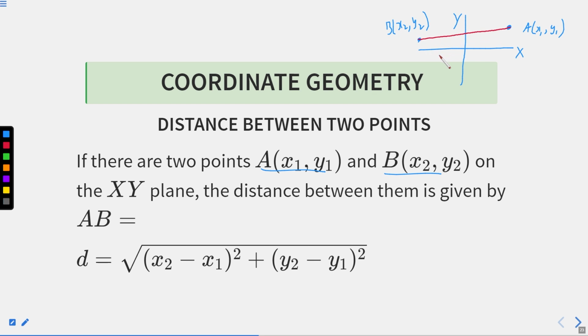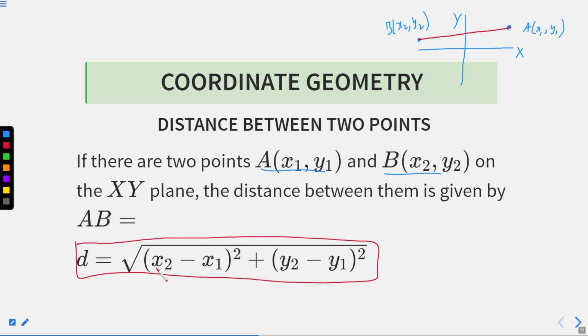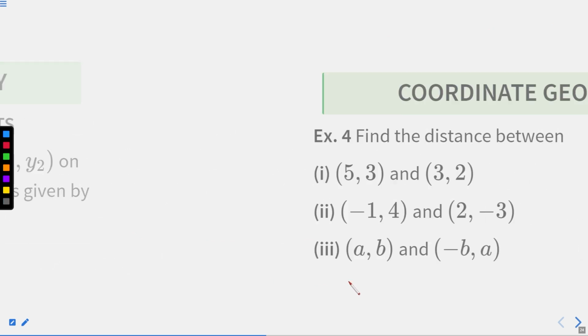So the distance between A and B, we can directly use this formula: the square root of (x2 minus x1) whole square plus (y2 minus y1) whole square. Okay, clear? Let's move further.